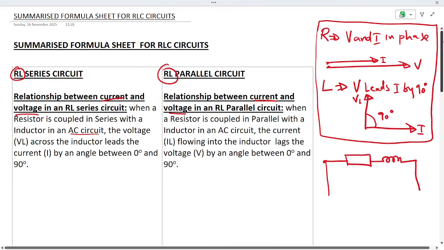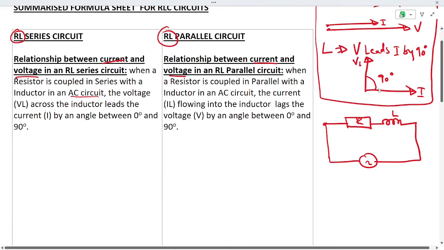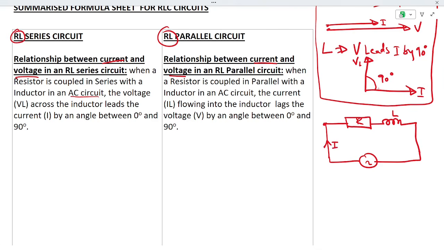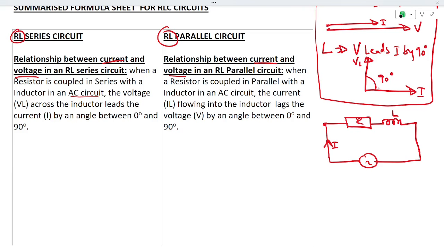So first of all, you draw when the circuit is given like this. So we have an RL circuit. What is the one thing we know about a series circuit? This is a series circuit. We know that in a series circuit, the current remains the same. The current does not change. So the quantity that does not change becomes our point of reference. Every time you are dealing with a circuit, the quantity that does not change becomes your point of reference.